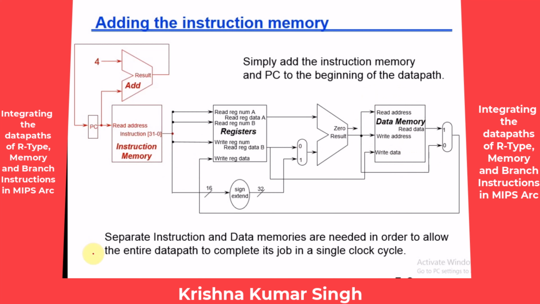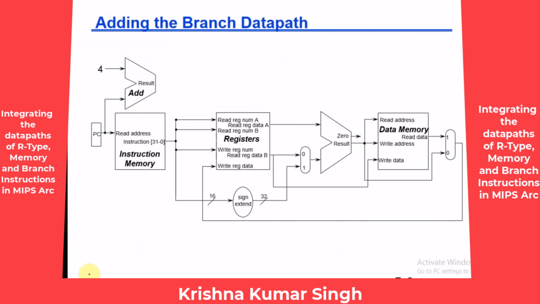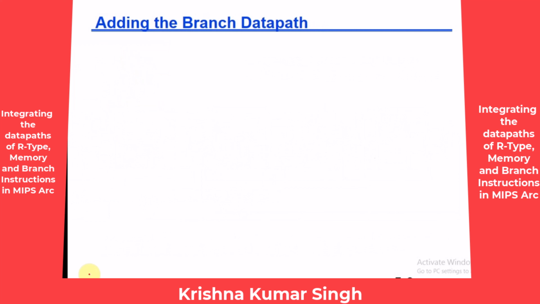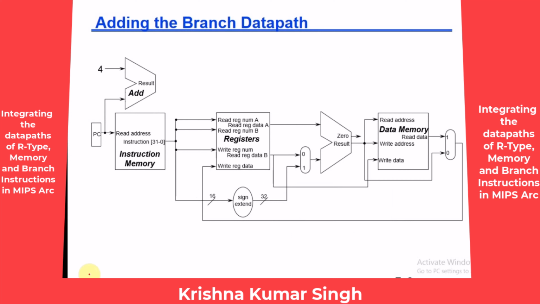Let's add the branch data path to the previous one. As we said, for the branch instruction after we perform sign extension, we should shift the value 2 times to the left, or multiply by 4, then add it with the program counter plus 4, and this value should be loaded into the program counter.